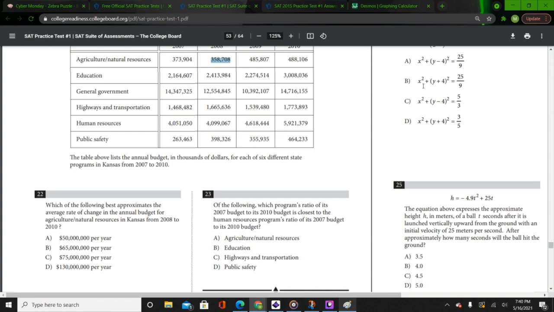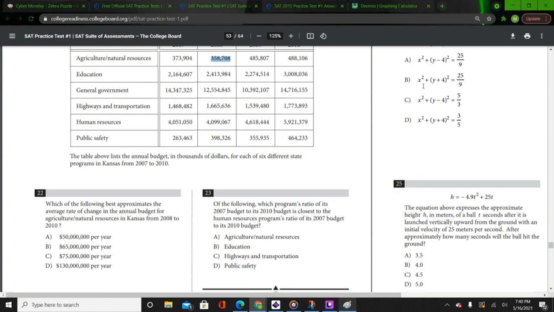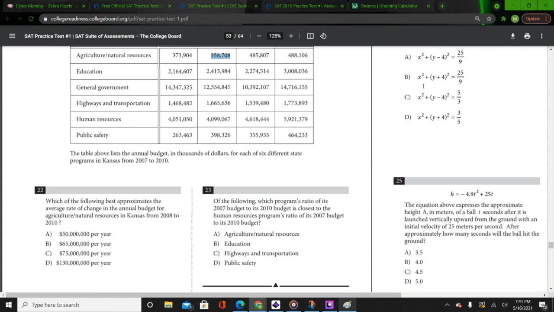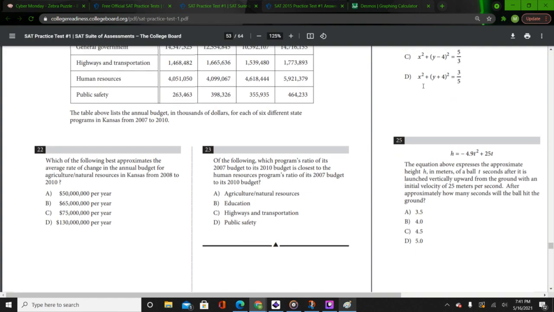Million? Wait, what? Oh yeah, it's in thousands of dollars, so we added 2 3s, but yeah. 358 minus 488. Yeah, it should be 65. I just double checked it, but yeah, 65.